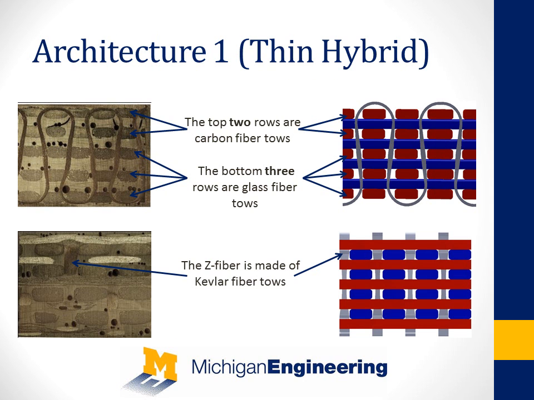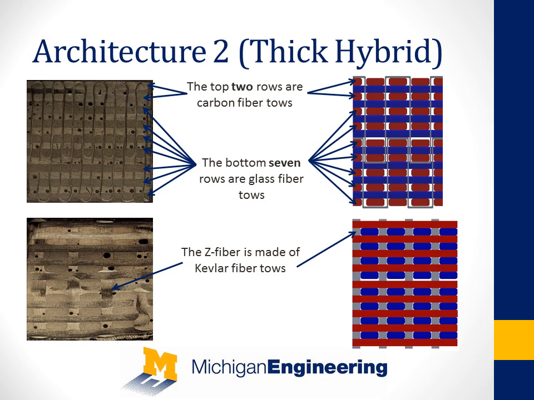Architecture 1. The thin hybrid. The thin hybrid has the top 2 rows carbon fiber toes and the bottom 3 rows are glass fiber toes. In the thin hybrid, as well as the other 2 architectures, the Z fiber is made of Kevlar.